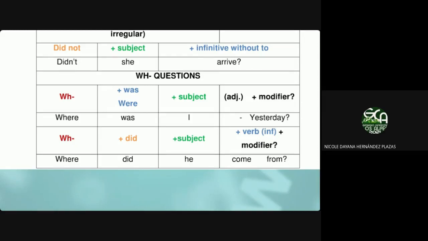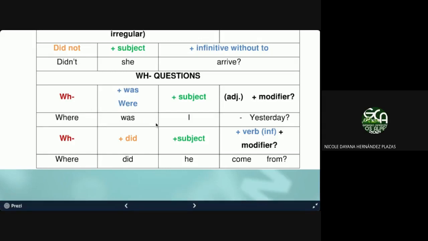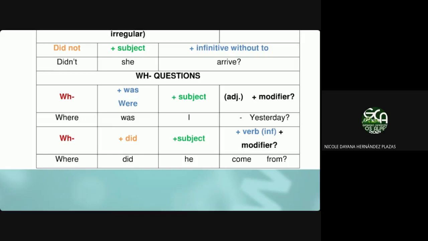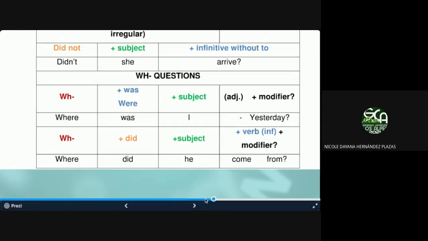Menos con el verbo to be, que es was y were. Ese no es con did. ¿Listo? Where was I yesterday? Where were you yesterday? Okay? Or you can say, where did he come from? Where did you buy that clothes? What did you do yesterday? And that's it. This is like a super fast review.